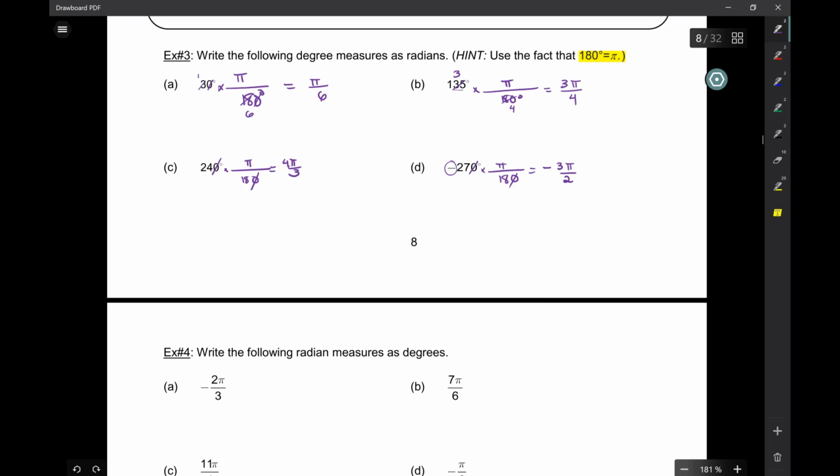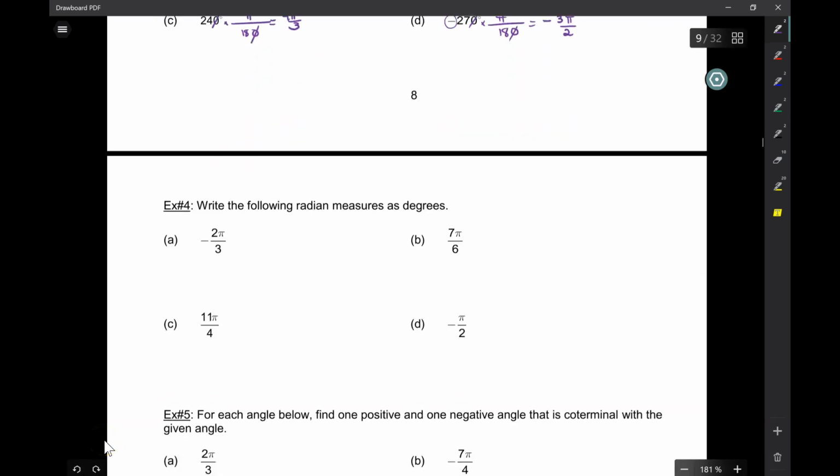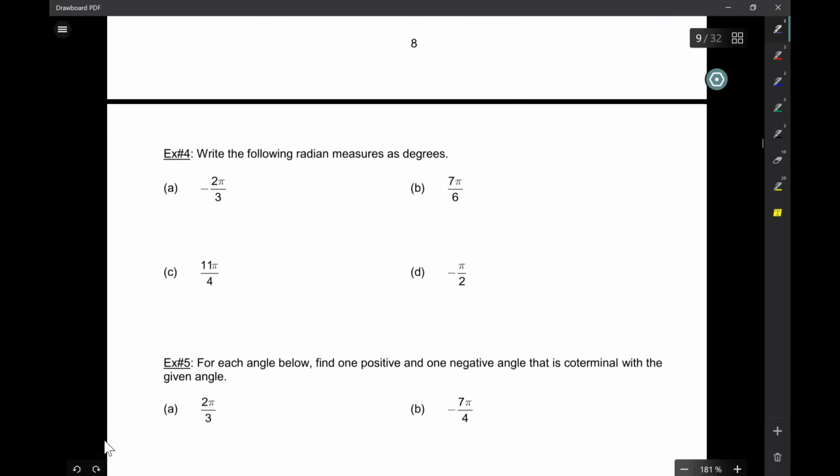All right, here we have to go the opposite direction. We have to write the radian measure as degrees. So same exact thing, times and a fraction bar. This time, pi is on top. It goes on the bottom. So 180 goes in the top. Pi's go away. And now, if you cancel with the 3's, I get a 60 here. So now I have negative 2 times 60, negative 120.